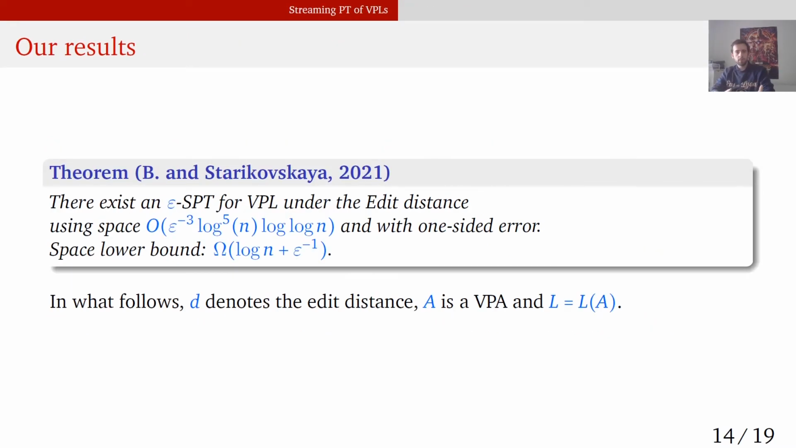Finally, I'm going to give you more details about our results on visibly pushdown languages, which are the following. First, there exists an epsilon streaming property tester, or SPT for short, for VPLs under the edit distance that uses space epsilon to the -3 log n to the 5 log n and that has one-sided error. And we proved a lower bound on the space that might be used to recognize VPL in this model of log n plus 1 over epsilon. In what follows, G is the edit distance, A is the visibly pushdown automaton, and L is the language that it recognizes.